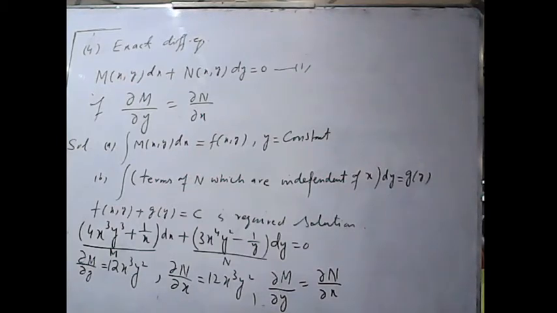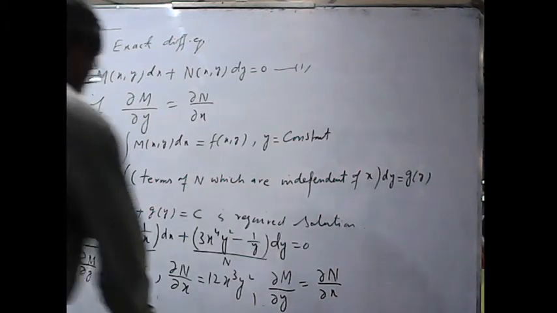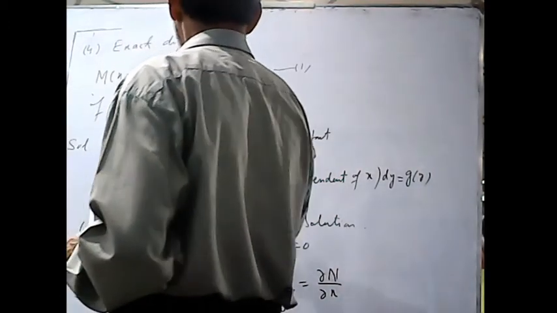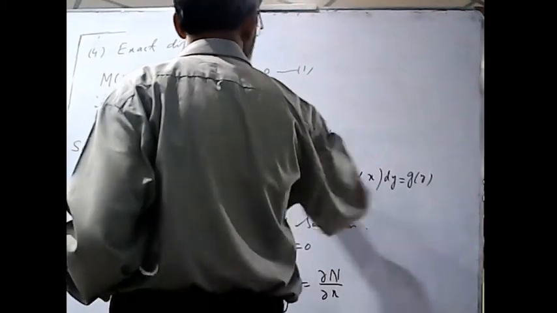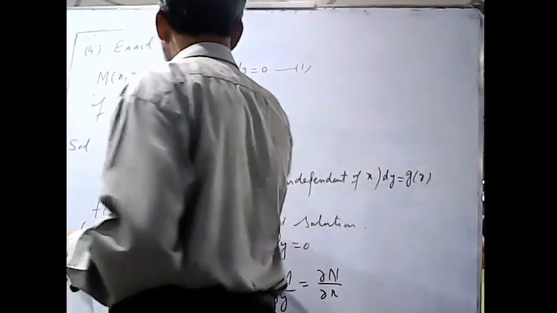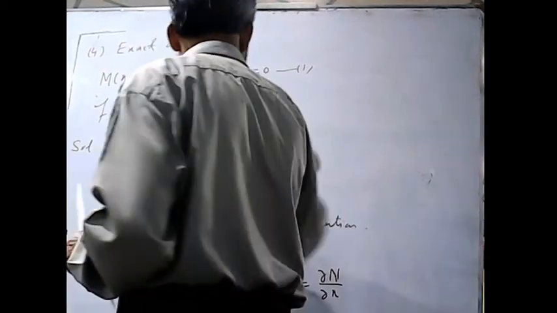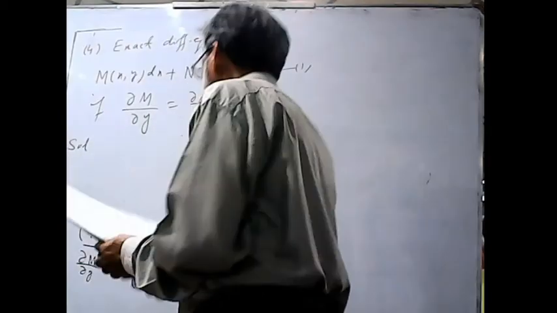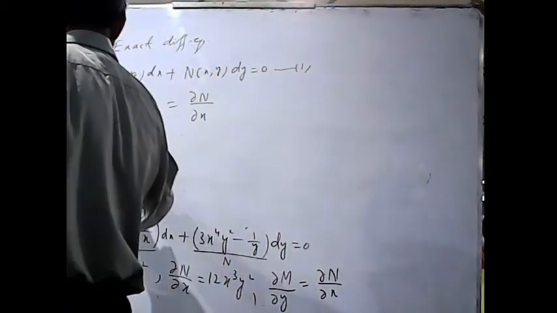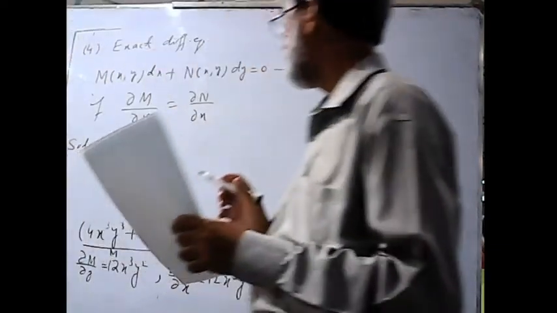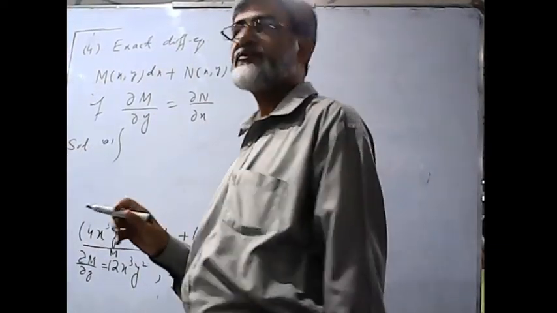Now after this, the solution. Again, the solution consists of two parts. So first find part A. Now part A: integrate all the terms of the expression of N.